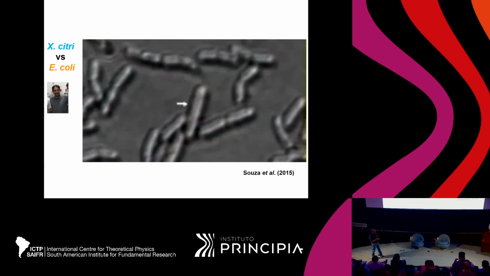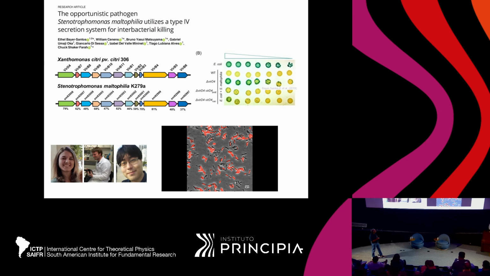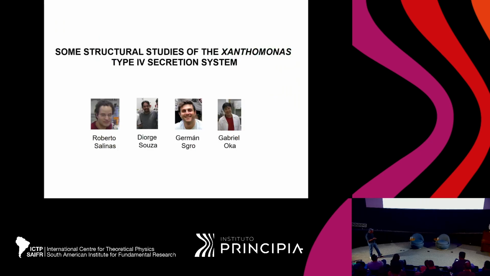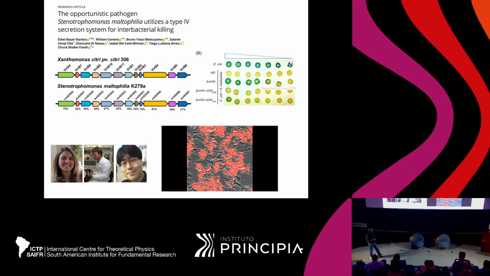This system is not only found in Xanthomonas, but also in related bacteria. For example, Stenotrophomonas maltophilia, which is a bacteria that's found in the soil, but is also found in hospital infections in people with immune deficiencies. Here you see the Stenotrophomonas, uncolored, competing with E. coli, and if you watch that movie again, where the Stenotrophomonas and the E. coli are in contact, you'll see the E. coli cells dying.